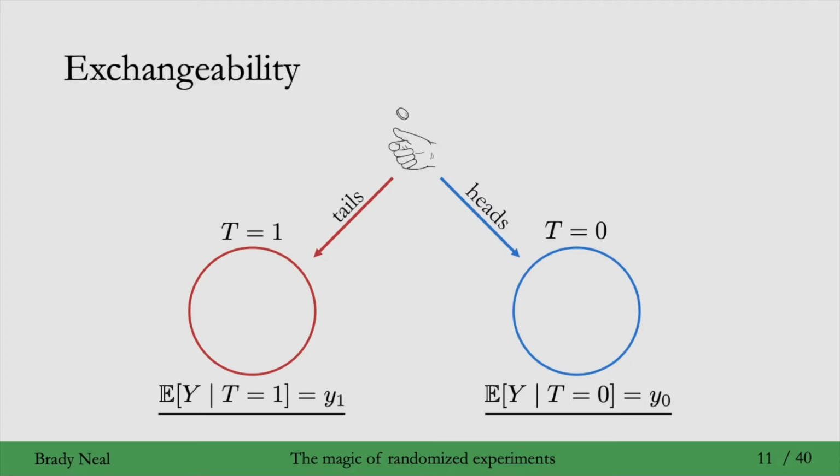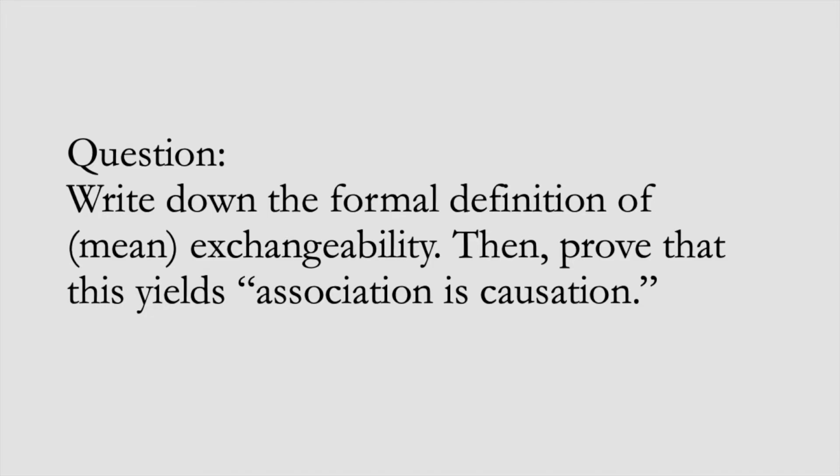And this will bring us to our first question. We just saw on the last slide that randomization gives us exchangeability. Now write down the formal definition of mean exchangeability, and then prove that this yields that association is causation.